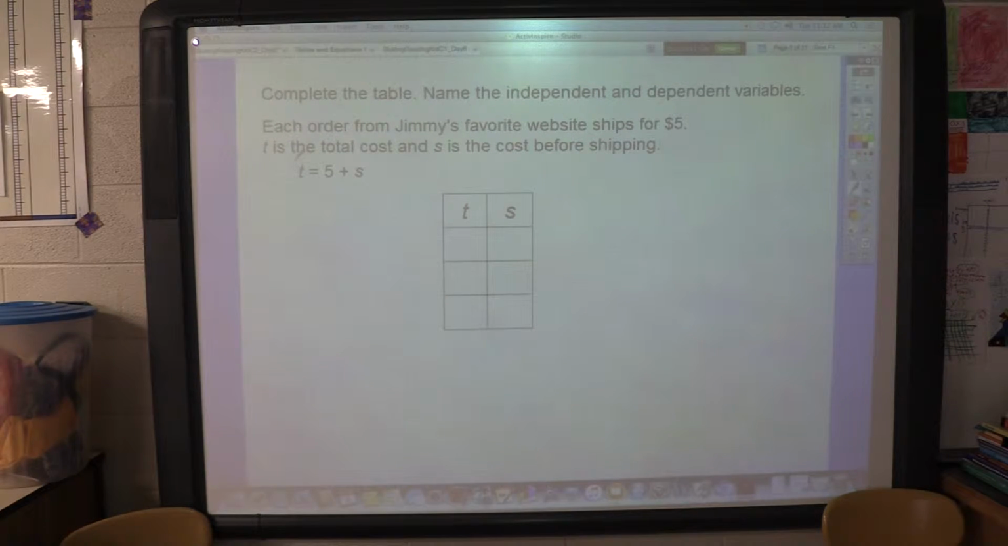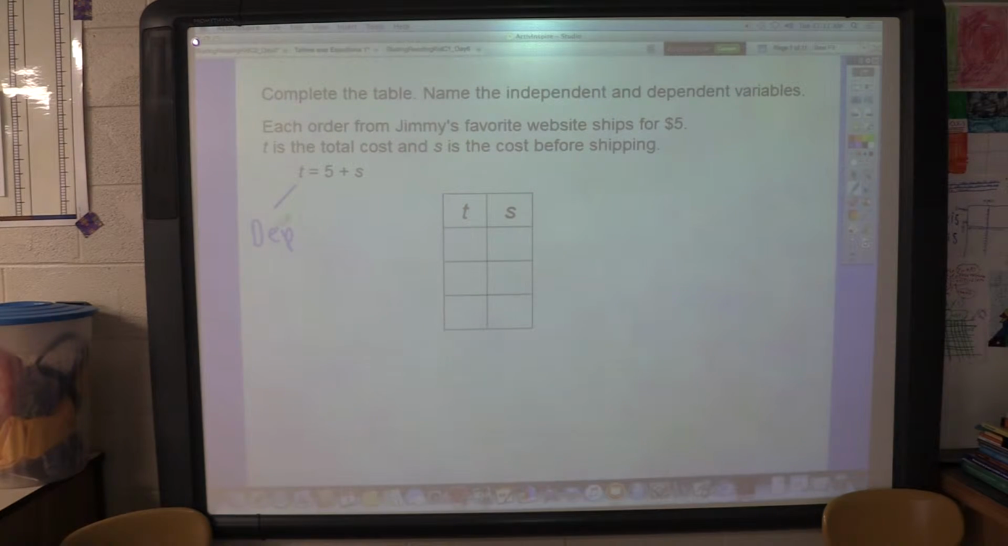And when I look at this equation, this is a really good one as far as going along with our story problem here. You know, the total cost of his order equals $5 for the shipping plus the cost before shipping. So when I look at this, the total cost is going to be our dependent variable because it depends on how much money Jimmy has to pay to equal the total amount. So the total is going to be our dependent.